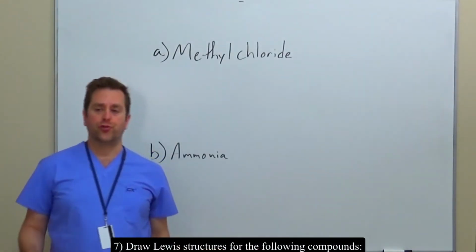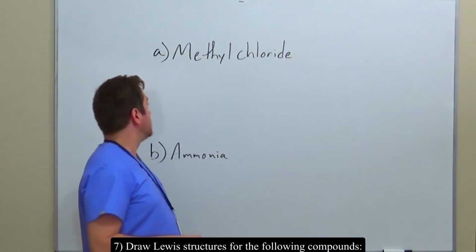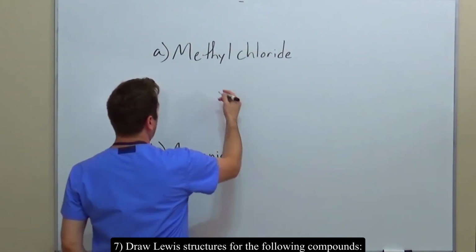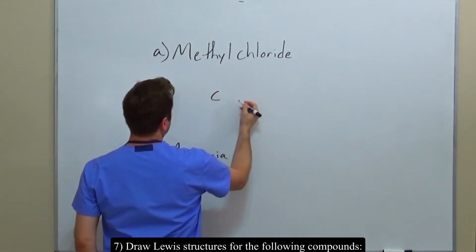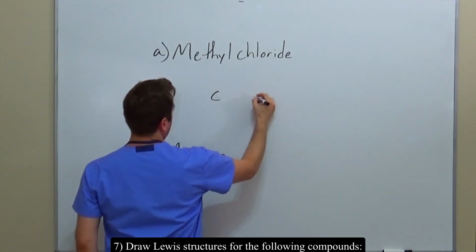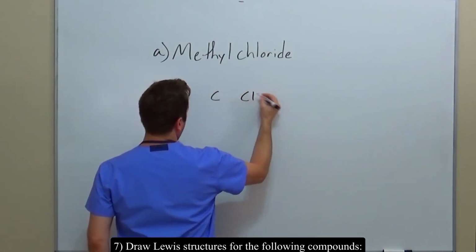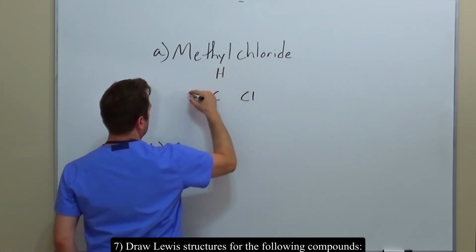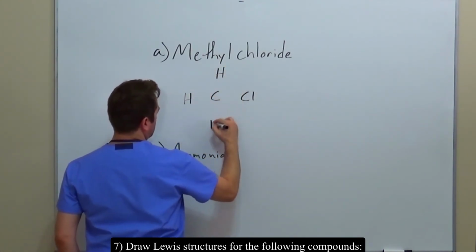Draw Lewis structures for the following compounds. So letter A, we have methyl chloride. Okay, so methyl, we have a carbon, and we know that there's a chlorine that's involved, and then there's going to be 3 hydrogens here. So I'm just going to arrange the molecule like this.